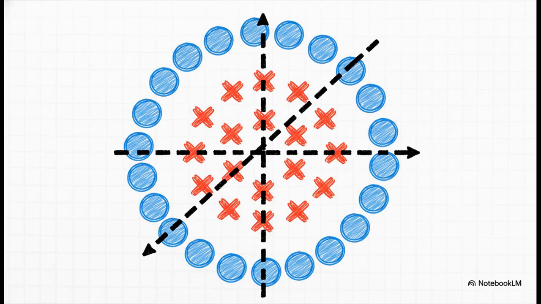Okay, so imagine someone hands you this data set. The job seems easy enough, just separate the blue circles from the red crosses. But you can see the problem right away, can't you? There's just no way a single straight line is going to cut it. The data is all mixed up.